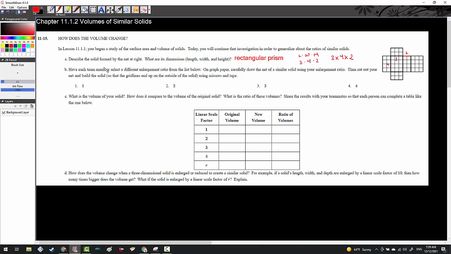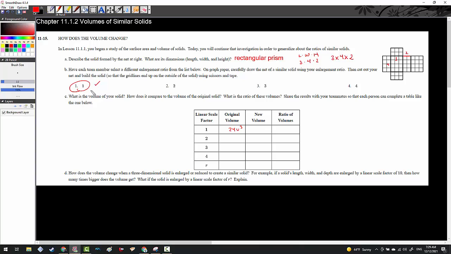Now it says, have each team member select a different enlargement from the ratios below. On graph paper, carefully draw the net of a similar solid using your enlargement ratio, then cut out your net and actually build the solid. What I'm going to do is just select, because the one is pretty obvious, we're going to find out its volume and get the ratio of volume. We can do that right now. 3 times 4 is 12, times 2 is 24. So the original volume would be 24 units cubed.